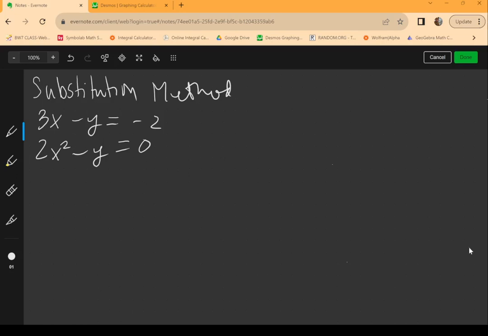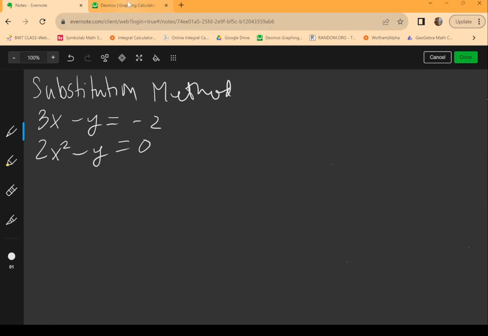Okay, so in this section, we're going to take a look at solving systems of equations, but we're going to take a look at nonlinear equations, right? Whether one of them is nonlinear or both of them. In this case, what we have here is the graph of a line and a parabola.